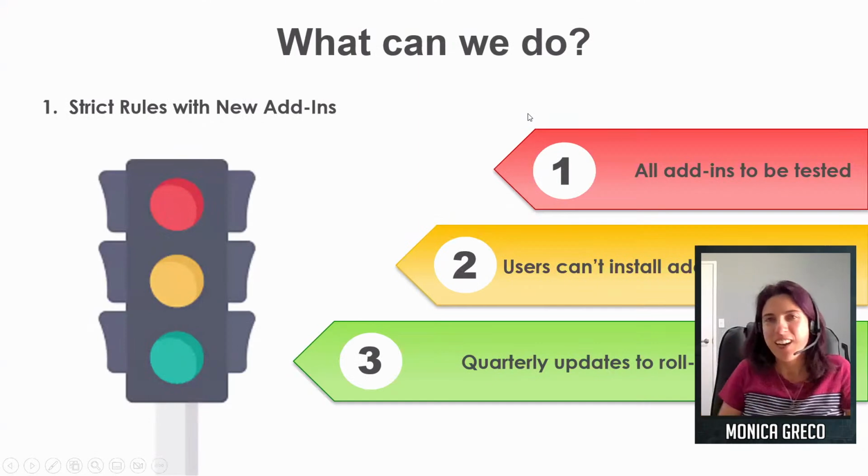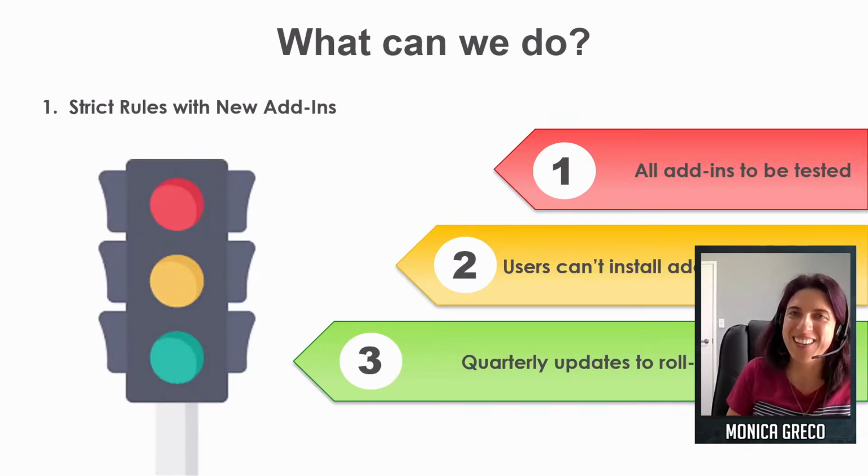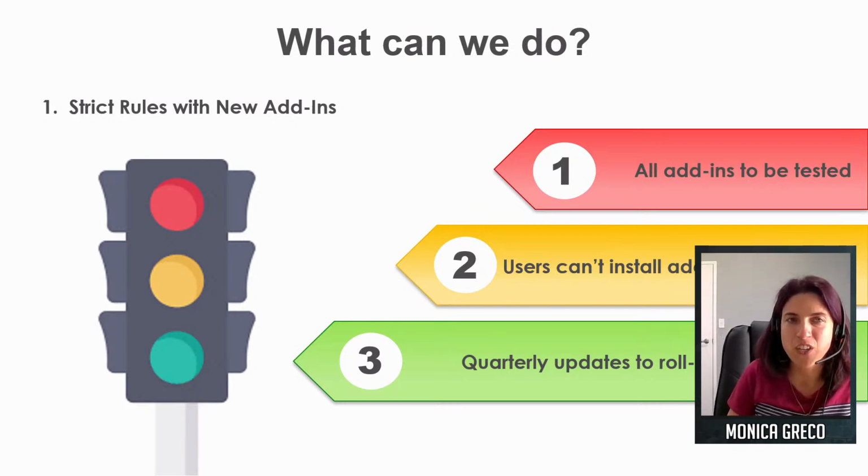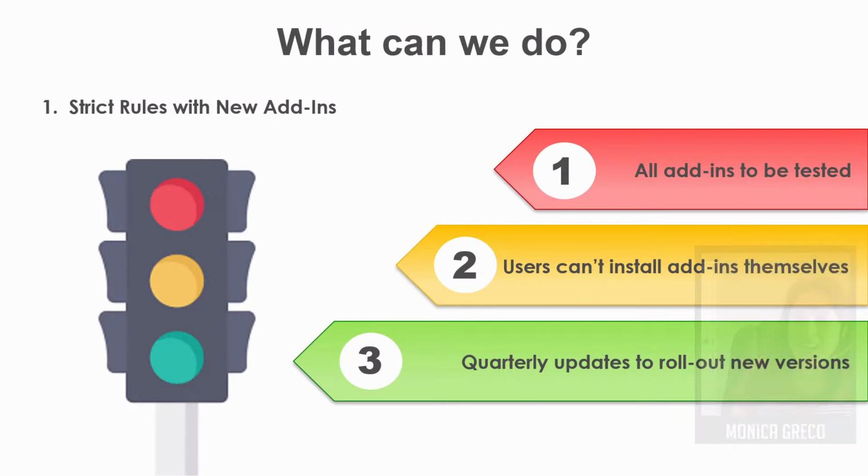Yeah, so we are looking at ways that we can try to overcome all of these issues that come with add-ins. The first one, I mentioned it already, is very strict rules when we are deploying new add-ins. All of the add-ins need to be tested, and I showed you our testing spreadsheet. Users can't install add-ins by themselves. That's an absolute no-no. Everything needs to go via our IT team and our BIM team. It needs to be approved, then tested, and then it can be deployed.